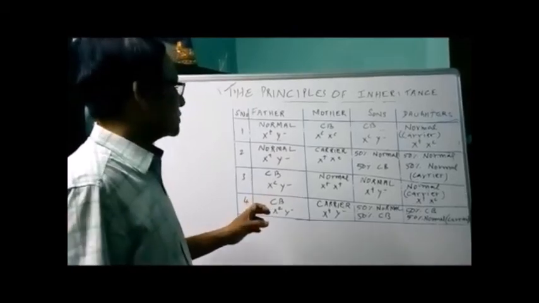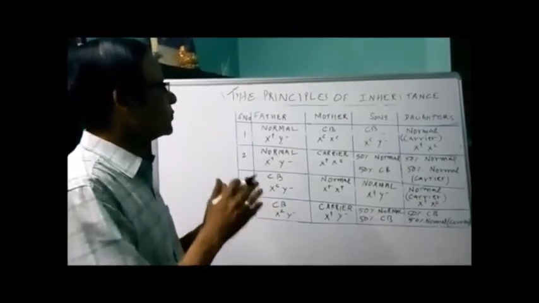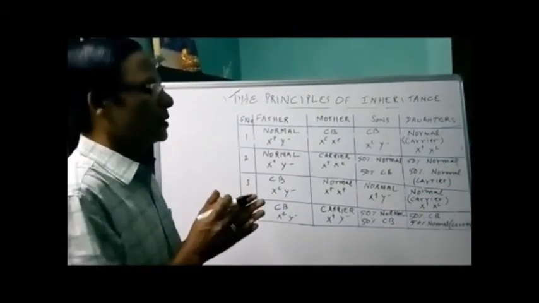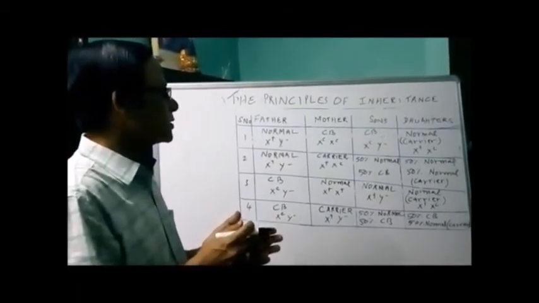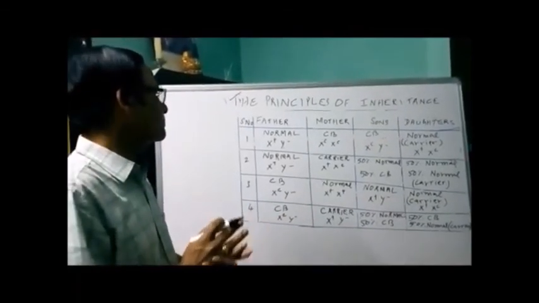So this illustration, the tabular column, shows how far the character is transmitted from one generation to another by crisscross inheritance. Thank you.